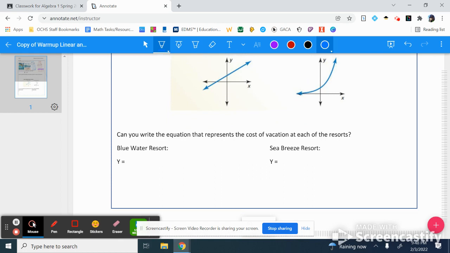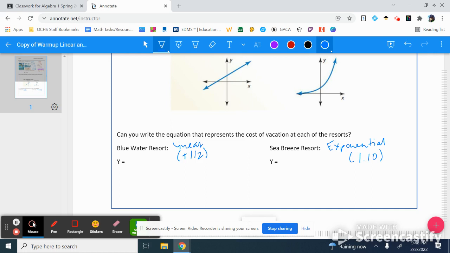So if I were to create an equation here that represents the cost of each resort, well, I know that my Sea Breeze is an exponential function, while my Blue Water Resort is going to be a linear function. And we know this because over here we added $112, and over here we were multiplying by 10%. There was an increase of 10%.